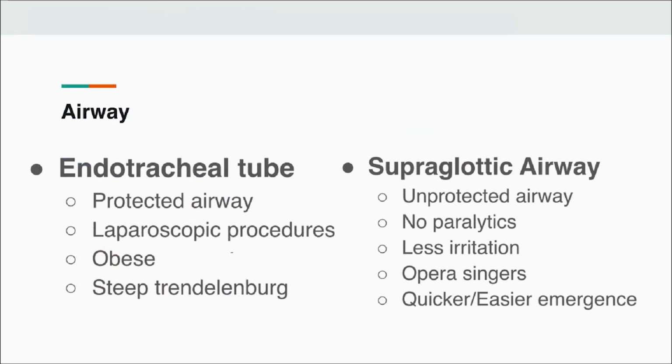This is something that we might use on someone like an opera singer, where if we used an endotracheal tube, we could potentially rub up against the vocal cords and cause, whether it's very minor damage or changes to their vocal cord anatomy, something in an opera singer that we wouldn't actually want to do.